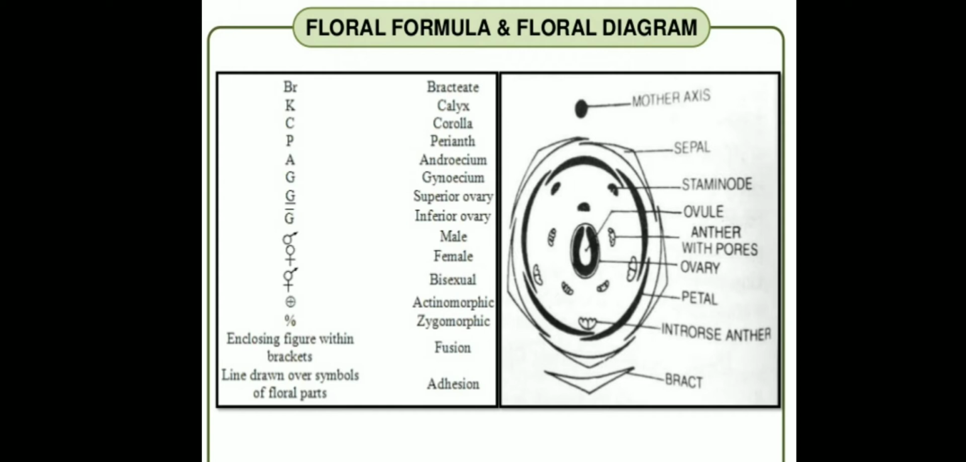Fusion is indicated by enclosing the figure within brackets, and adhesion by a line drawn above the symbols of the floral parts. A floral diagram provides information about the number of parts of a flower, their arrangement and the relation they have with one another. The position of the mother axis with respect to the flower is represented by a dot on the top of the floral diagram. Calyx, corolla, androecium and gynoecium are drawn in successive whorls, calyx being the outermost and the gynoecium being in the center. Floral formula also shows cohesion and adhesion within parts of whorls and between whorls.